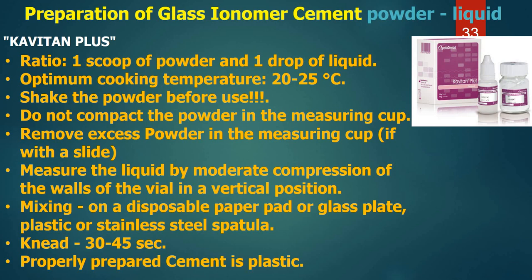Shake the powder before use. Do not compact the powder in the measuring cup. Remove excess powder in the measuring cup with a slide. Measure the liquid by moderate compression of the walls while in a vertical position. Mixing: on a disposable paper pad or glass plate, with a plastic or stainless steel spatula. Knead for 30 to 45 seconds. Properly prepared cement is plastic.